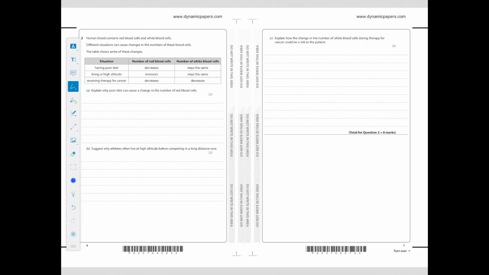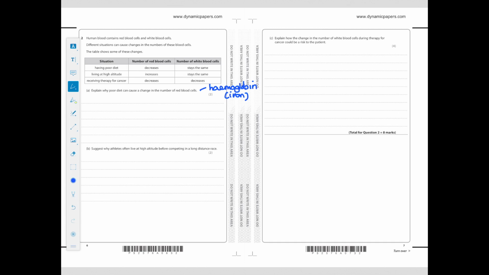Explain why poor diet can cause a change in the number of red blood cells. So how does diet link to red blood cells? Now, red blood cells, remember, contain a pigment called hemoglobin. And what is present in that hemoglobin is iron. So we know we need iron in order to manufacture the hemoglobin found in red blood cells.